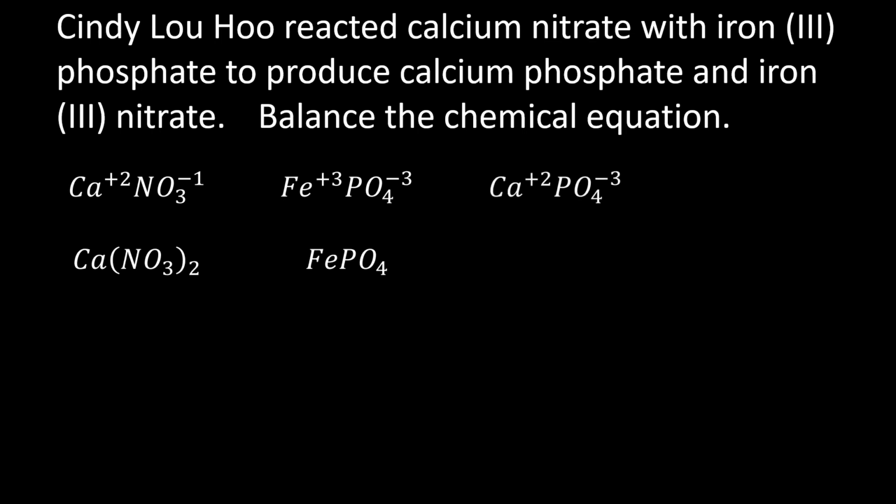The first product is calcium phosphate. Calcium again has a +2 charge, phosphate has a -3 charge, so if we drop and swap those, we end up with 3 calciums and 2 phosphates in this formula.